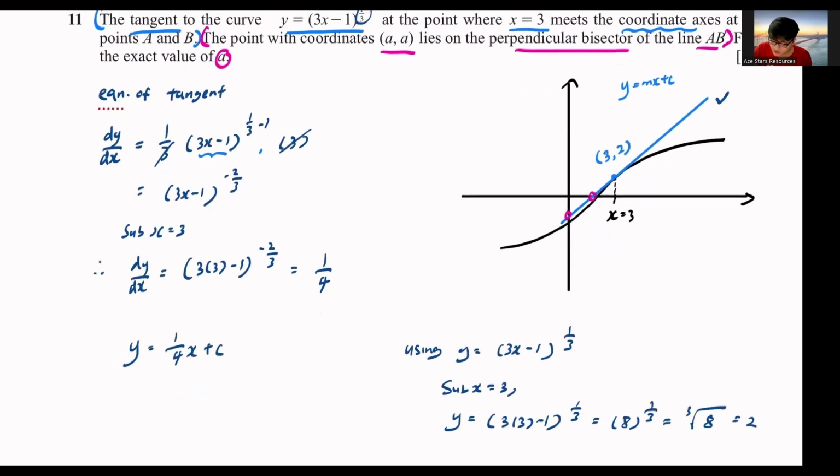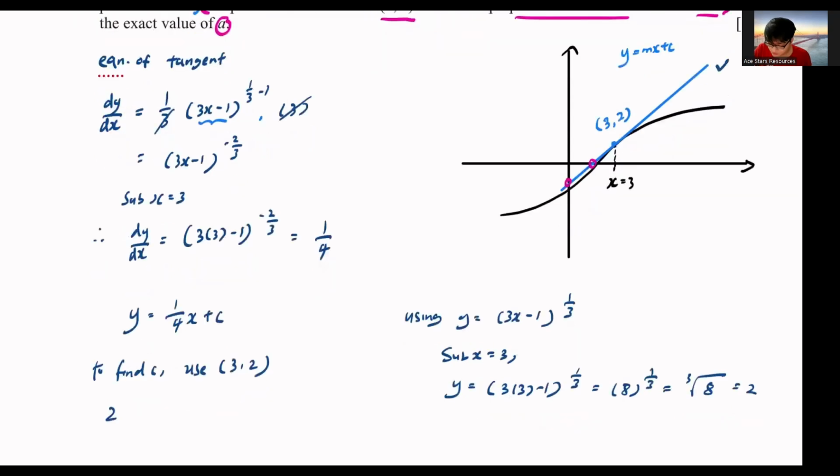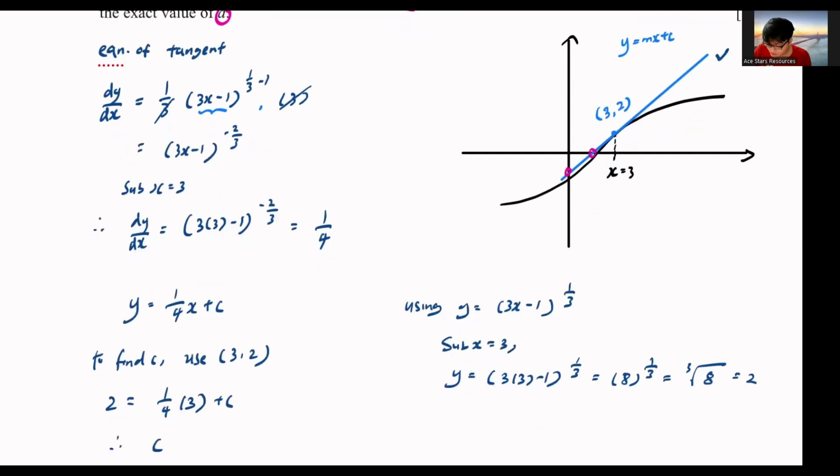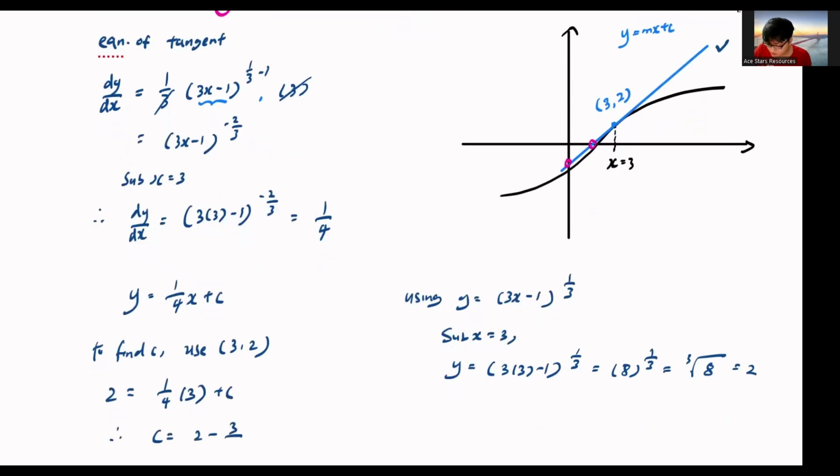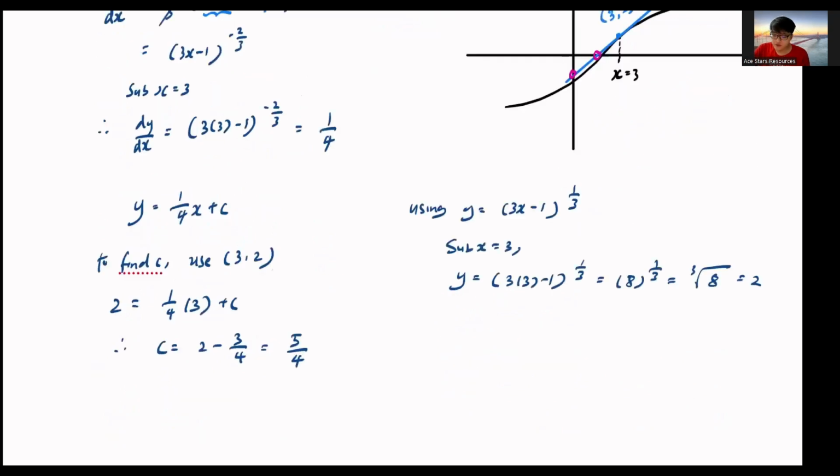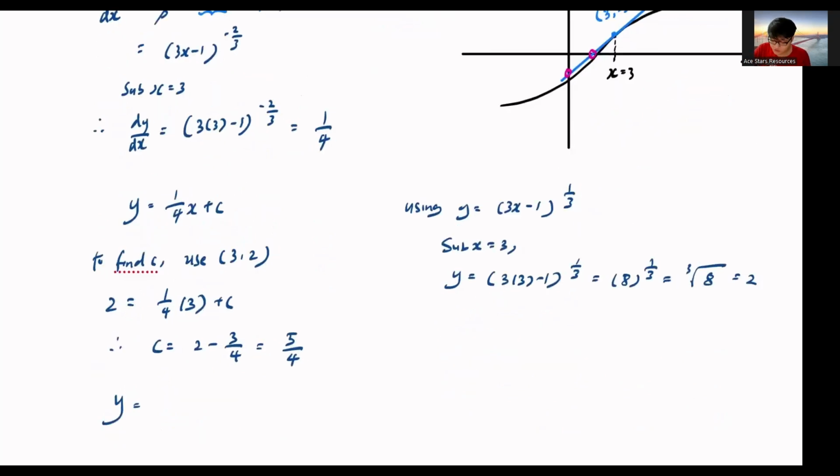Okay, to find c, use (3, 2). So 2 equals 1 over 4 times 3 plus c. Therefore, c will be 2 minus 3 over 4. The c will be 5 over 4. Okay, y is equal to 1 over 4x plus 5 over 4 will be your equation of the tangent.